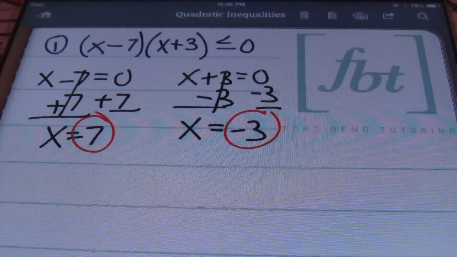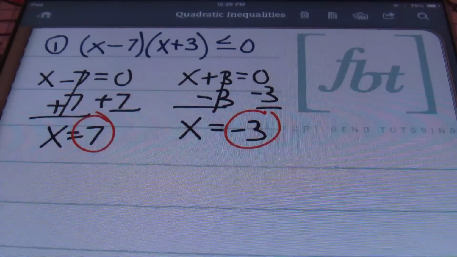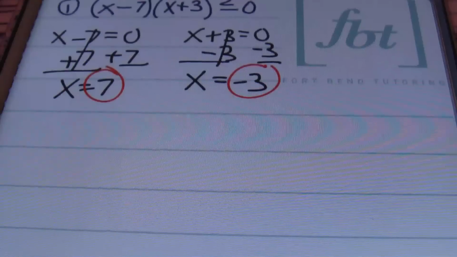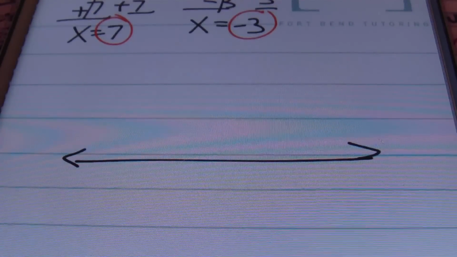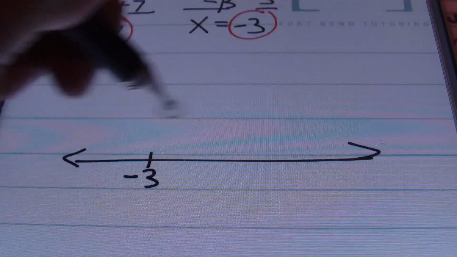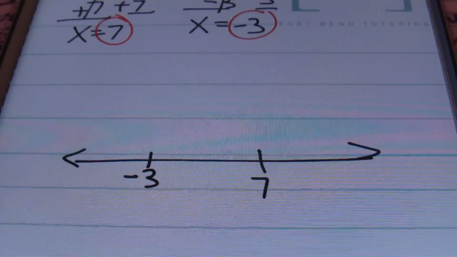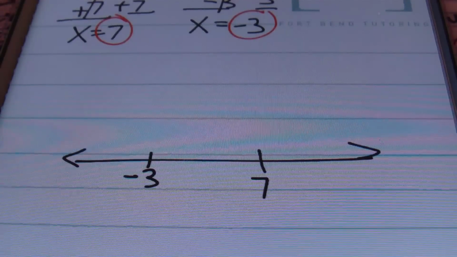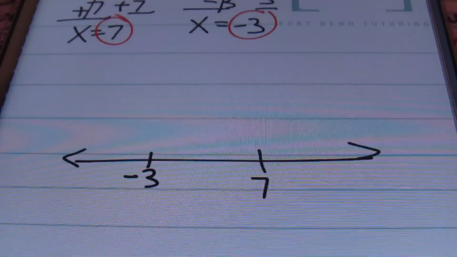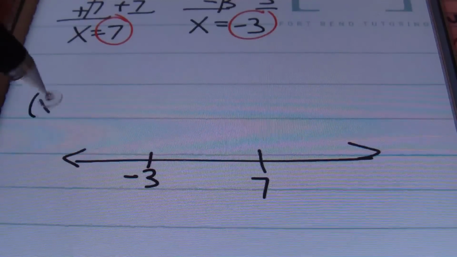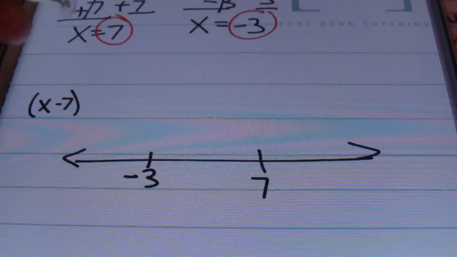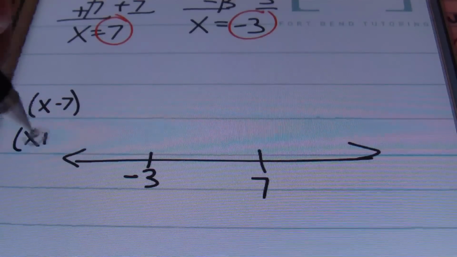Your next step is to make what is called a sign chart. That's the method that I choose to use when I solve quadratic inequalities. I'm going to start with a number line, and on this number line, I'm going to place my two critical values: negative 3 and positive 7. Then on the left side, I'm going to list the factors that I had in my original inequality. I had a factor of x minus 7, and I also had a factor of x plus 3.